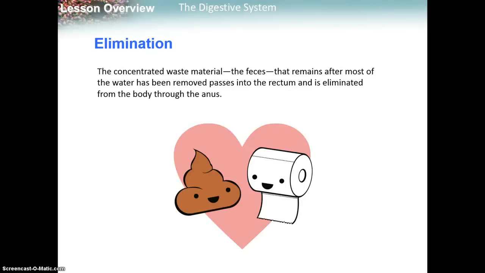All right, good old elimination. So once you are going through the colon, you've extracted all this extra water. All that's left behind is everything that you could not digest, so for humans, mostly cellulose. This is going to pass through the rectum and be eliminated from the body through the anus.